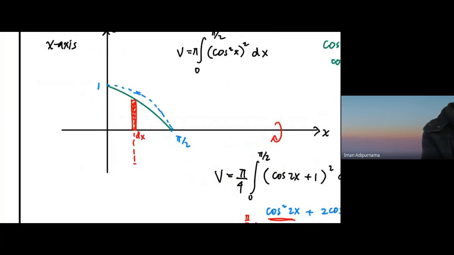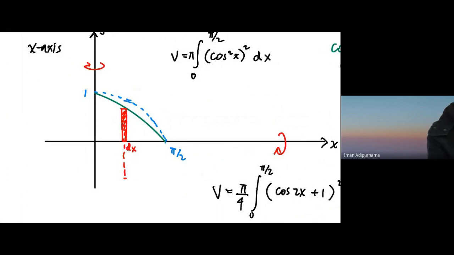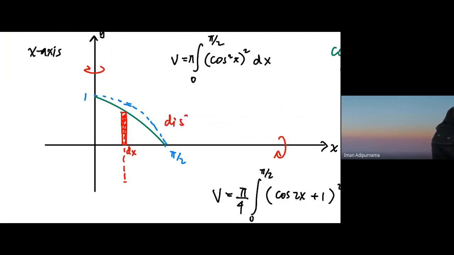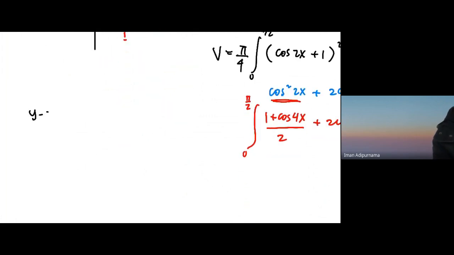Let's look at if we rotate about the y-axis. If we rotate about the y-axis, you can also use this method and change to dy. But in doing so, you need to have the cos inverse, right? Because you need to exchange x and y. So my idea is we can just still use dx and use the shell instead. So the first one, you can use this. The second one, for the y-axis, we can use the shell method.